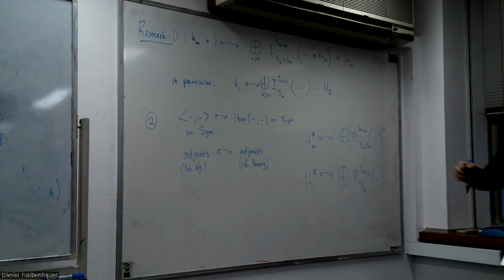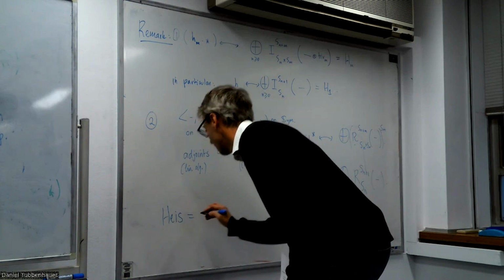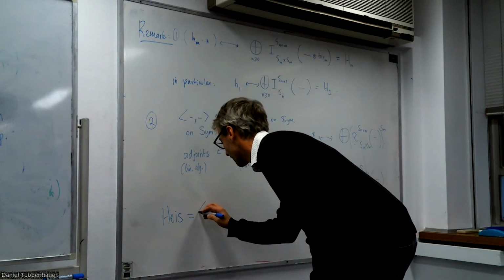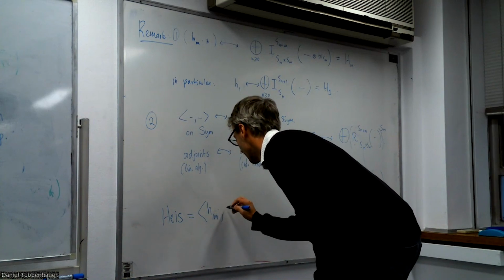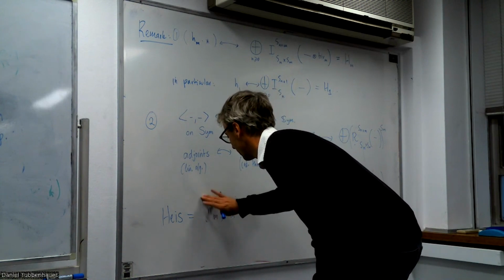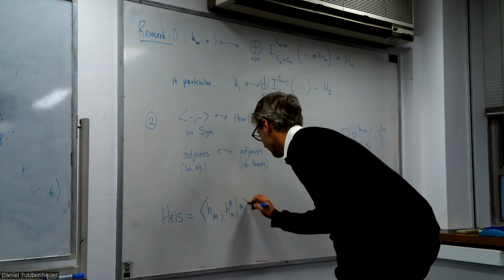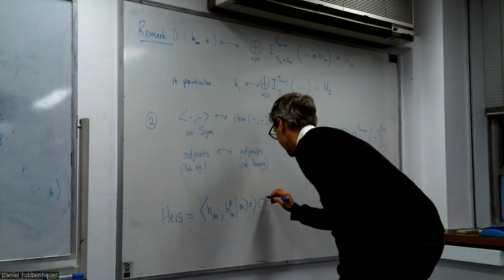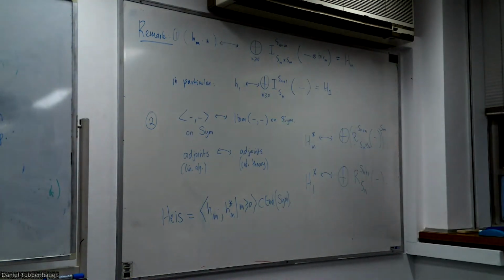Now, basically you have this extremely important algebra called the Heisenberg algebra, which is defined to be the subalgebra generated by multiplication by H1, HM and its adjoint, for n greater than or equal to 0, inside endomorphisms of symmetric functions. So that's the definition of the Heisenberg algebra.